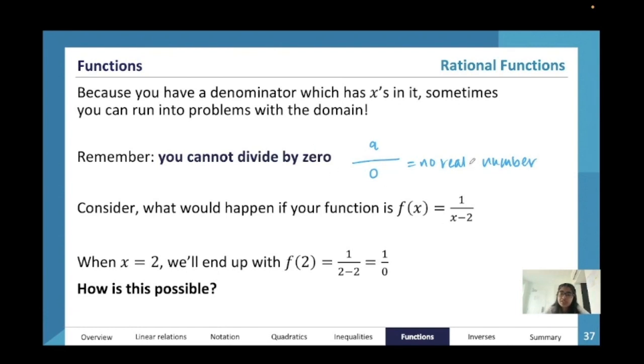Let's say you've got a function of 1 on x minus 2. When x is 2, we're going to have 1 on 0. And how is that possible? It's actually not possible. You can't do 1 on 0. So what that means is, for this function, x cannot equal 2. In the domain, you're going to say x is all real numbers except 2. Remember we talked about the backslash, meaning except. So you're excluding something, and the curly brackets indicate that you're excluding something specific. Except 2 here, because x can't be 2. If x is 2, the denominator is 0, and that won't work out for us.